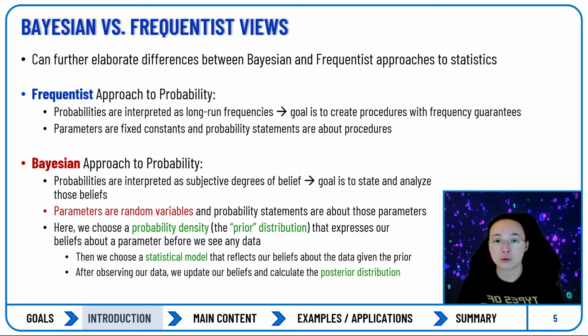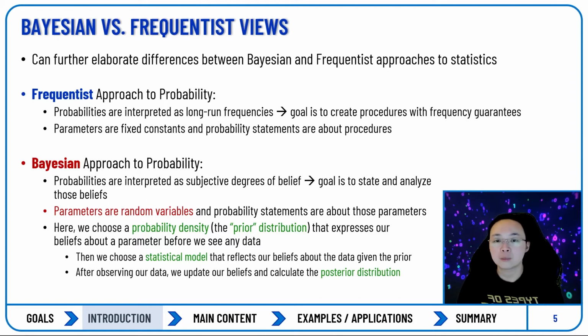Now, the Bayesian approach to probability is a little bit different. The probabilities are interpreted as subjective degrees of belief. So the goal is to state and analyze those beliefs, and that fits very well with the scientific method. Parameters must be random variables because we're forming a hypothesis about something that's changing. And probability statements are then going to be about those parameters.